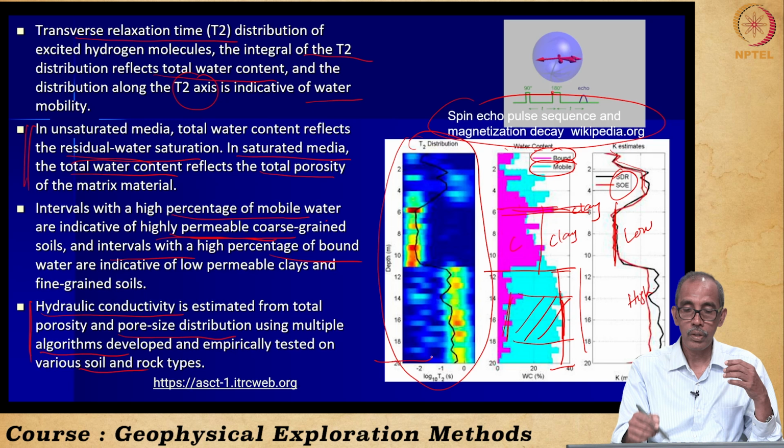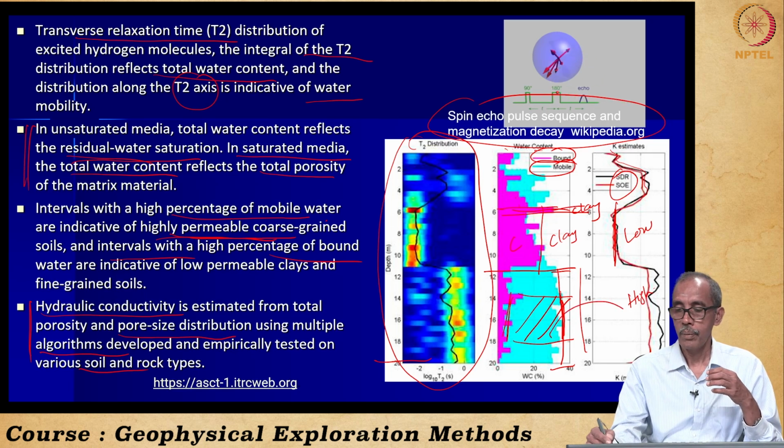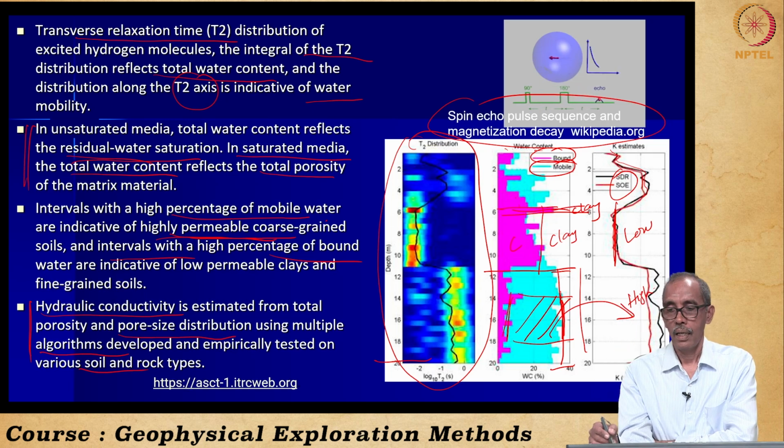This is only up to 20 meters. Even at 2000 meters, we are able to understand the amount of porosity. Porosity in turn can also be used to estimate the hydraulic conductivity or the permeability of the formation. These are the applications of nuclear magnetic resonance logging, right?